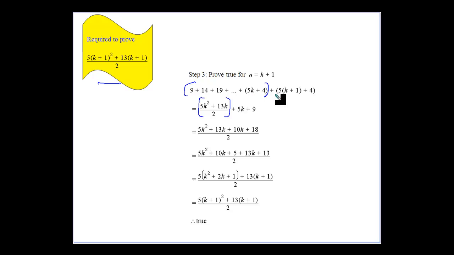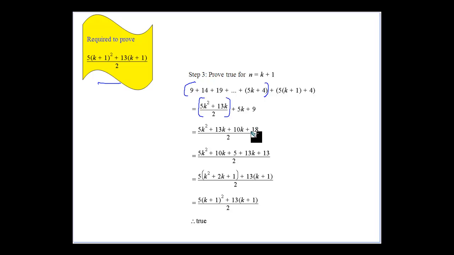So again, we start with our left-hand side. So there's the sum of the first k terms, and then add the (k plus 1)th term, so we can make our substitution of the first k terms. We get (5k squared plus 13k) over 2 from step 2. Clean this one up and we get 5k plus 9. Now I wanted all over 2 to end with, so I need a common denominator. So put it all over 2, that becomes 10k, that becomes 18.